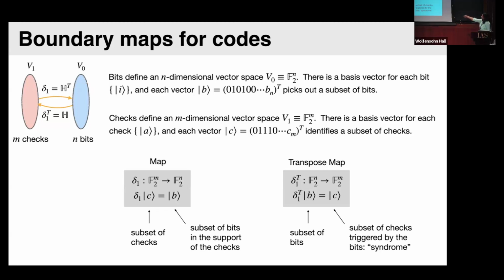There's correspondingly a transpose map, which maps me from bits to checks. And if you feed in a subset of bits here, what this transpose map returns is the subset of the checks that are triggered by the bits. So you can think of this as the syndrome. This transpose map is returning the syndrome. If I feed it some configuration, you know the all-zero state is always a code word. So now if you feed it something different and you get back a vector with some number of ones triggered in there, then you know that those are the checks that got violated by that collection of bits, okay?